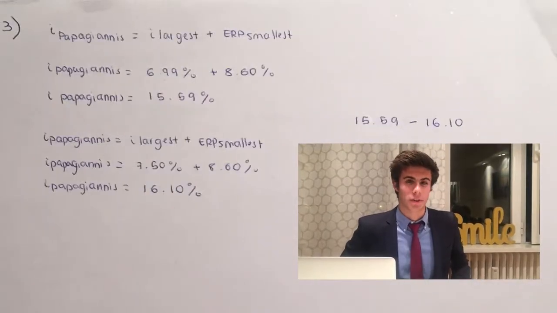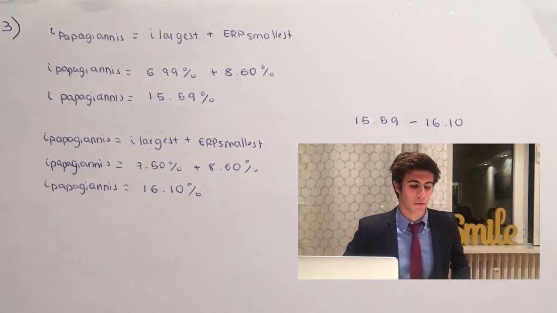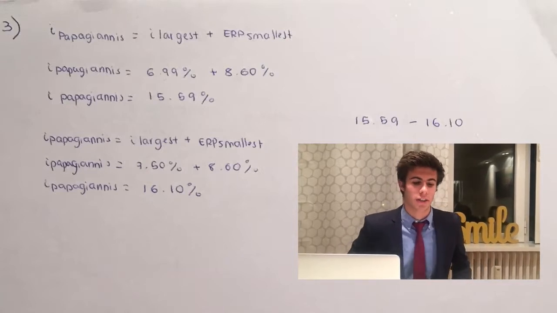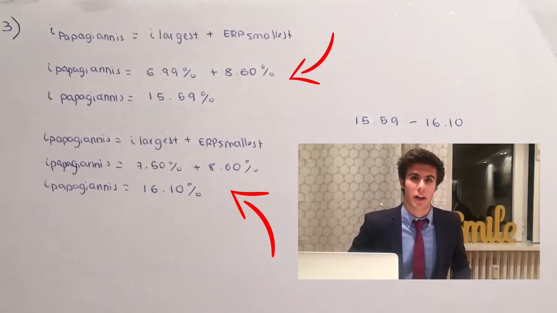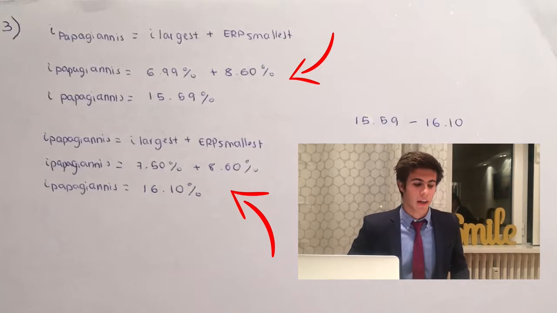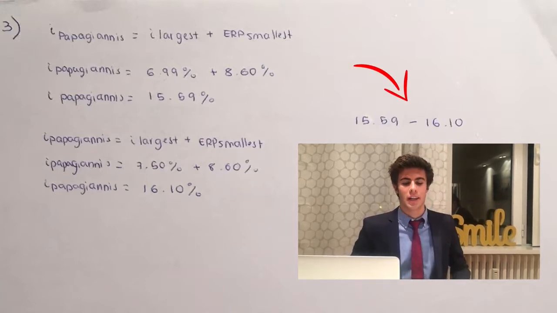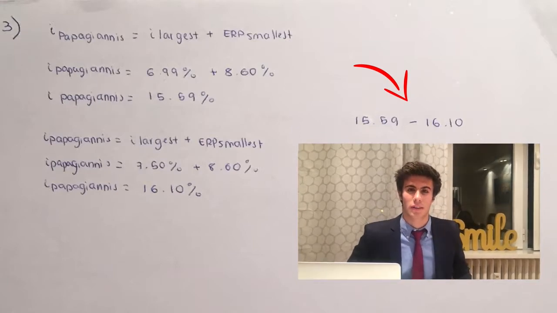So then we use the equity rate of return that my colleague found to find the ERR of Papagiannis, which is given by the ERR of the largest company summed with the ERP of the smallest company. These values were given by the graph, and so we found a range that goes from 15.59 to 16.10%.